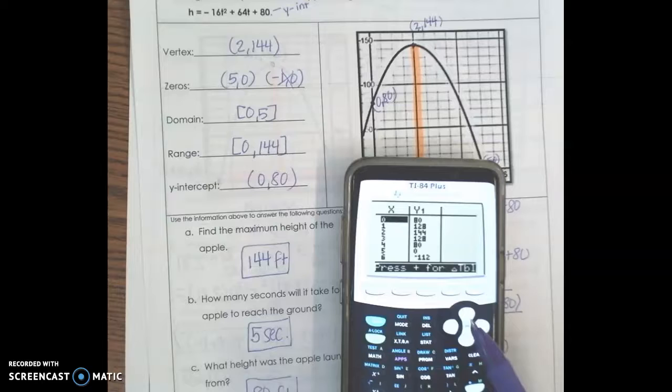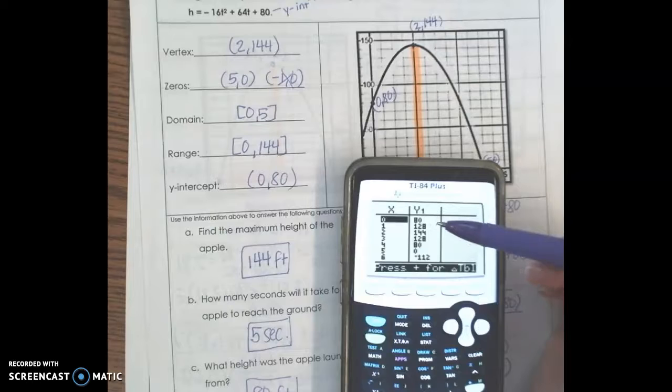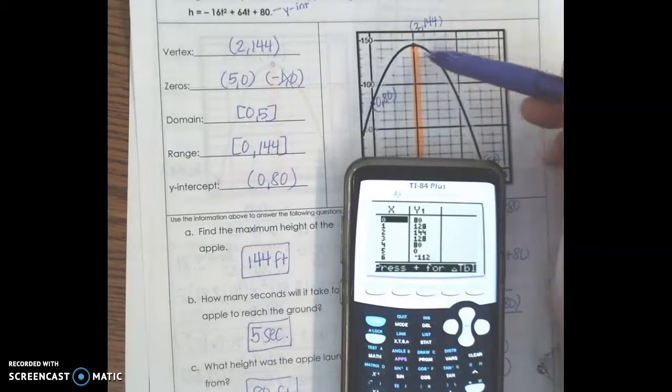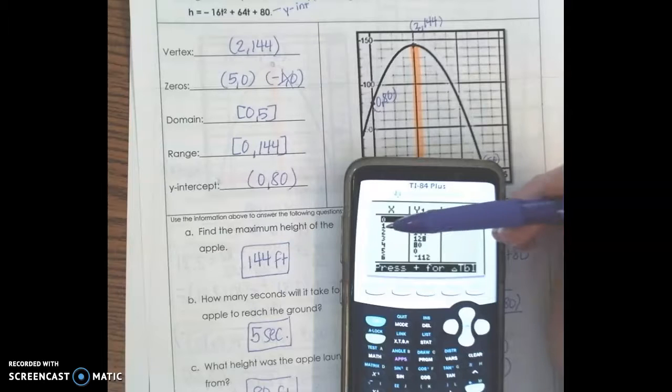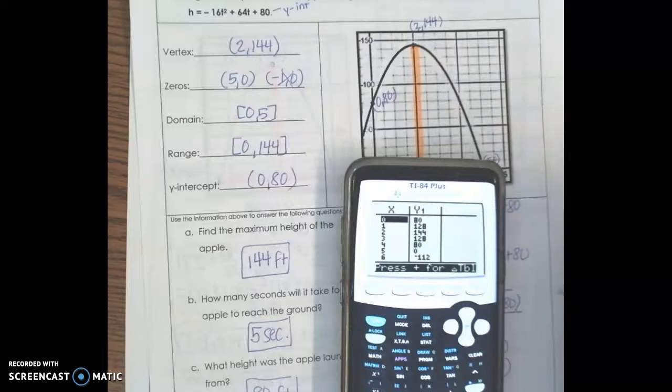I could have asked you how much time passed when the apple was 128 feet off the ground. So feet off the ground would be a height. That's a y value, but I noticed there's 2 y values that are the same. That's because the apple went up and then came back down and hit the same y value. So if I said how long has passed for it to be at 128 feet, it's 1 second and it's 3 seconds. Both of those answers are correct.